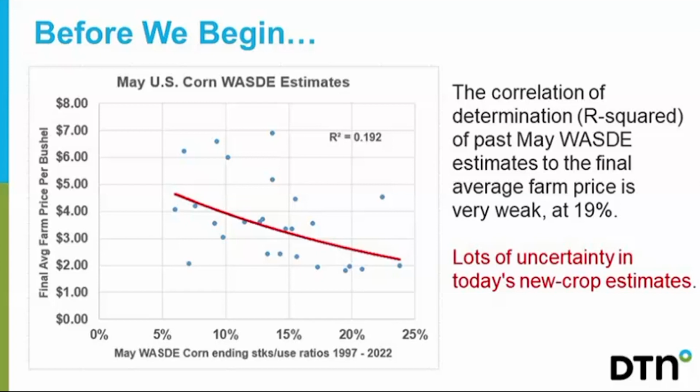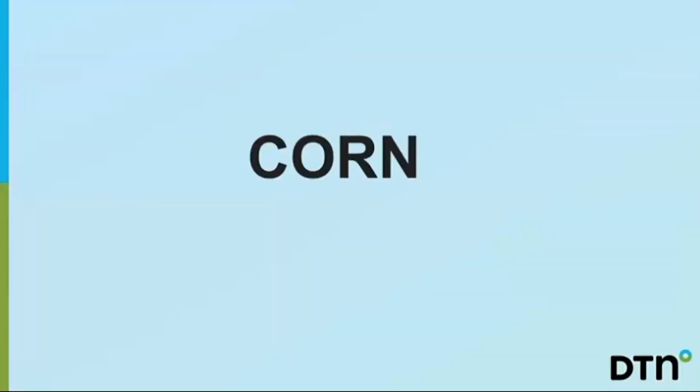And over the history of USDA doing these reports, I have to warn you that there's a very, very loose correlation. So statistically speaking, any statisticians out there, the coefficient of determination is only 19%. So it's a very loose correlation. The whole point of this is just to say that there is a lot of uncertainty in today's new crop estimates ahead. These are basically starting points for a conversation that's going to go on for months and in some cases over a year.